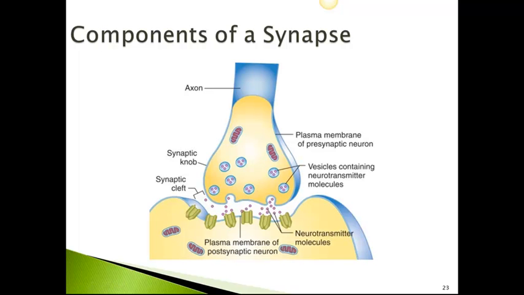The combining of neurotransmitters and receptor molecules: the neurotransmitters are received by these little receptors here in the plasma membrane of the postsynaptic neuron, which opens ion channels and thereby initiates the impulse conduction in the postsynaptic neuron. So then an impulse is created and moves on.